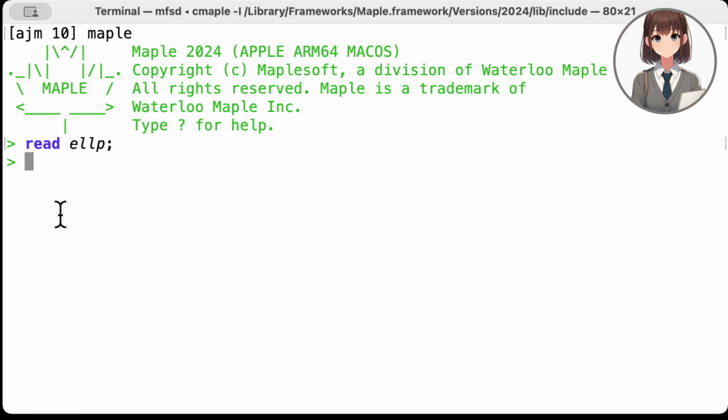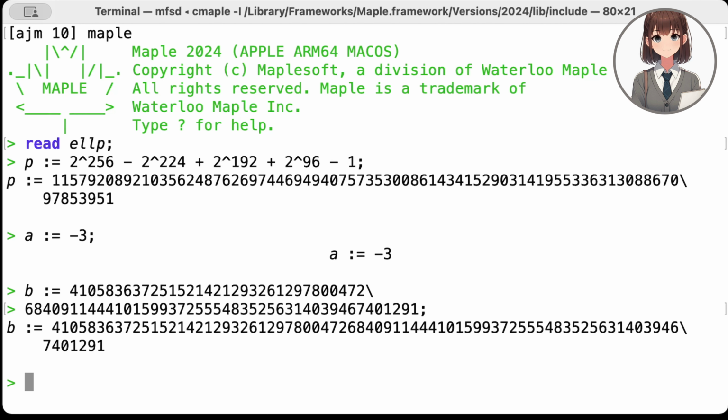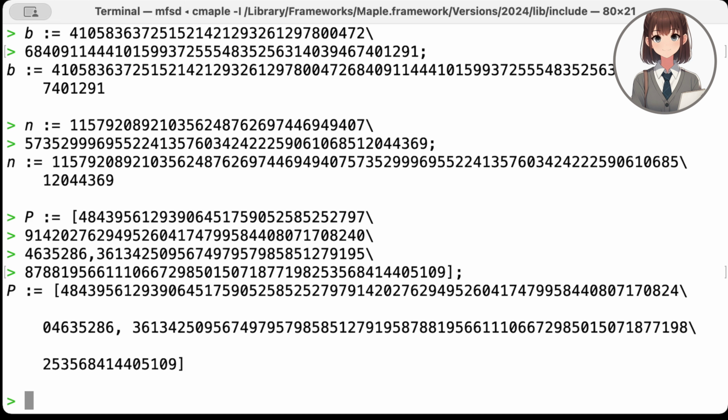Let's do an example of ECDH using the P256 elliptic curve. This example will give you a sense for the size of the numbers that are used in practice. Here's the prime p. Here are the coefficients a and b of the elliptic curve. Here is the number n of points on the curve. And here is the chosen generator point P.